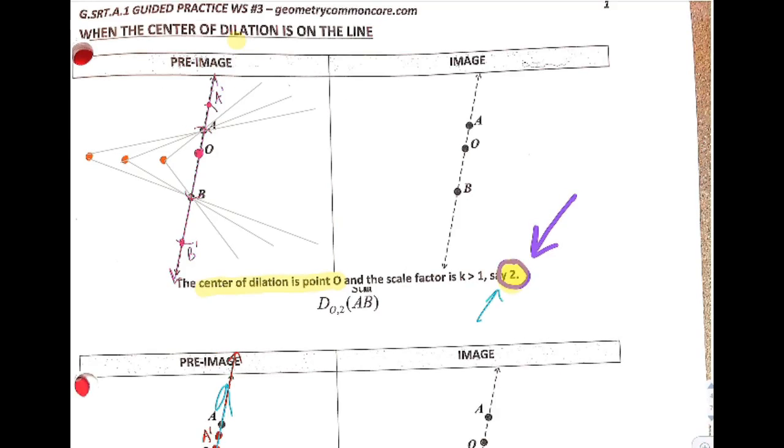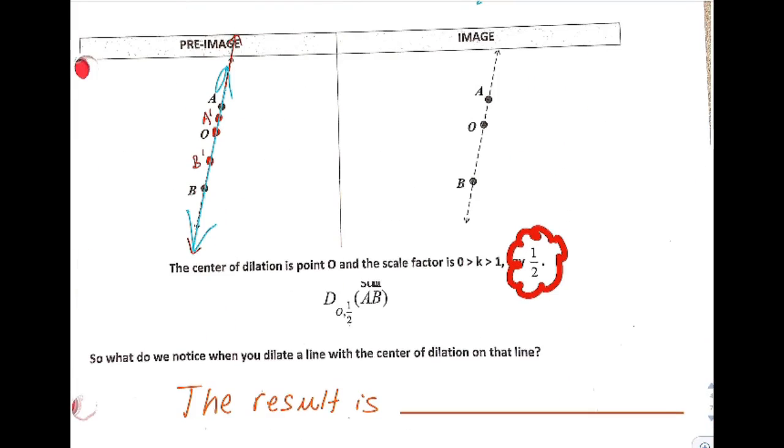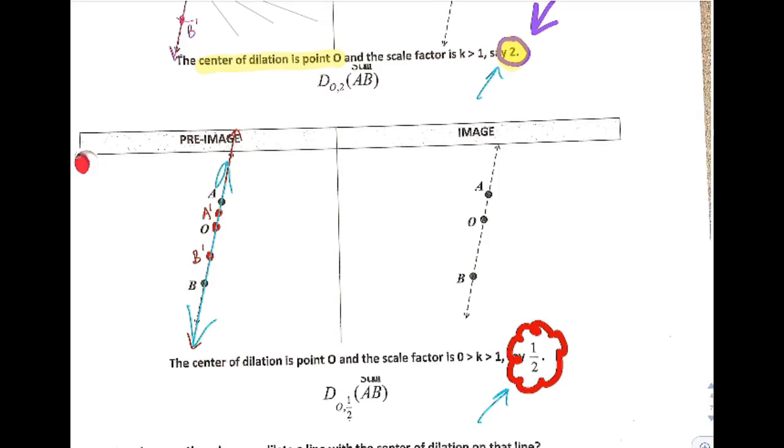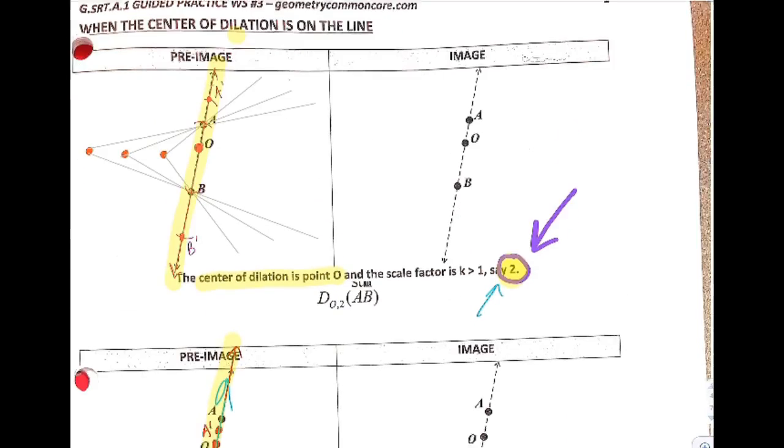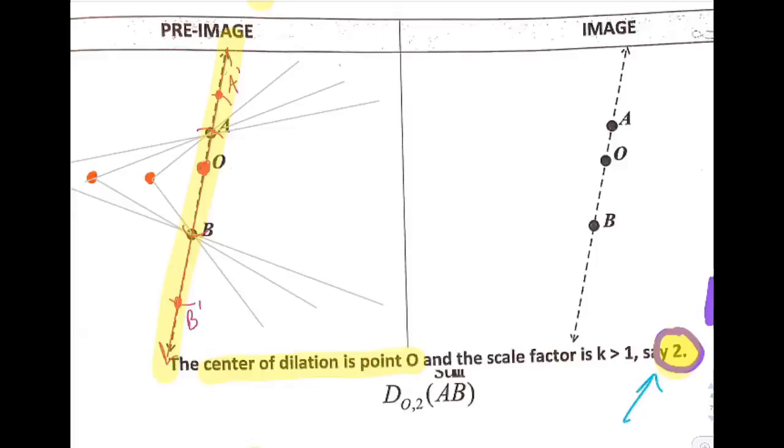So it doesn't matter if you double it or take half of it, you're still going to result in the same line both times. The difference is that if you have a dilation factor that's higher than 1, the points will be further away, and if you have a factor that's less than 1, they'll actually be a little bit closer.